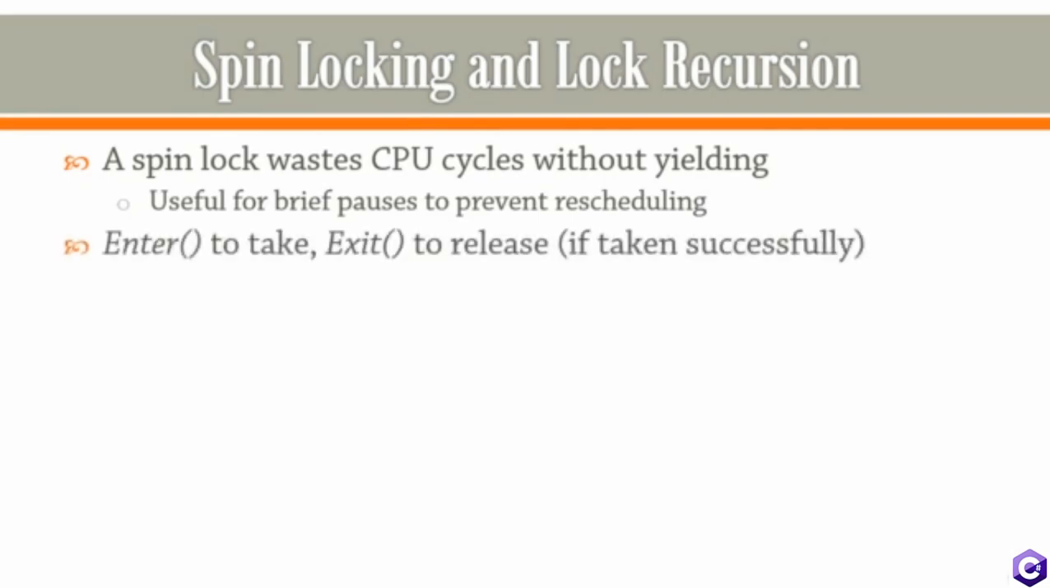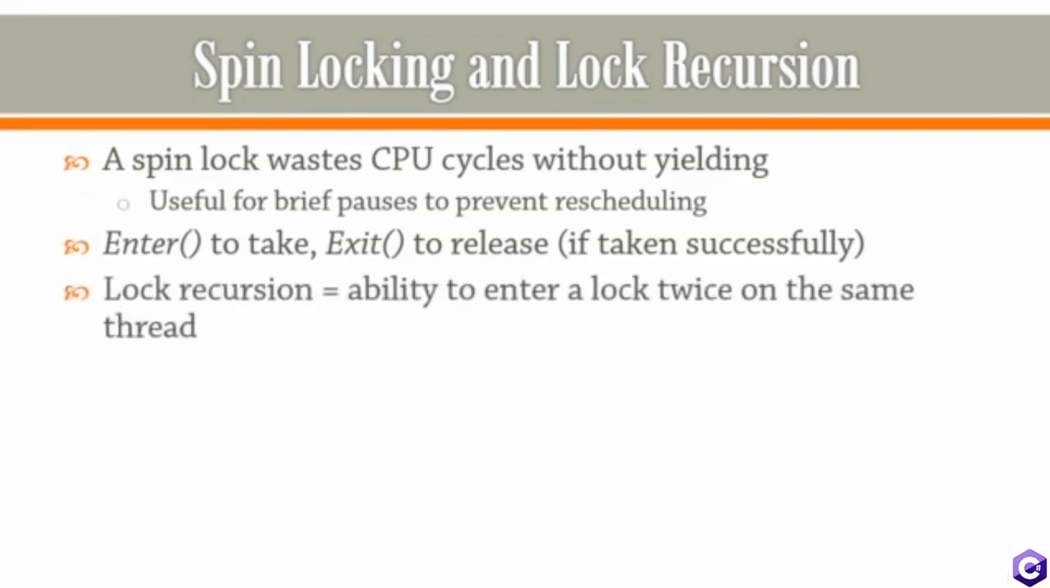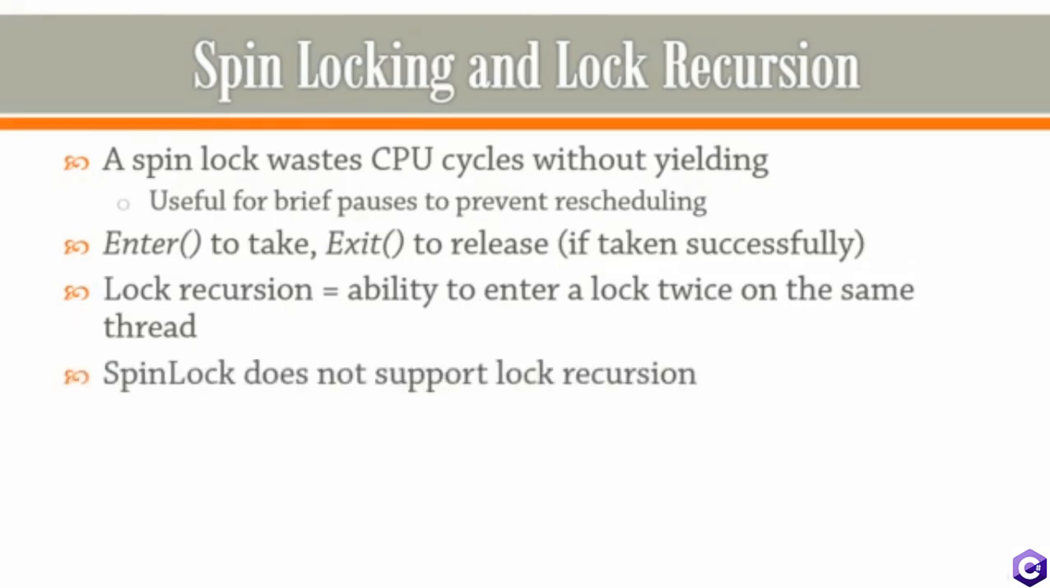Now you use Enter to take the lock and then Exit to release it if it was taken successfully. Once again, remember that we checked whether the lock was in fact acquired. The lock recursion paradigm that we looked at is basically the ability to enter the same lock twice on the same thread. So if you call Enter twice on a spin lock, for example, you would get an exception because SpinLock does not support lock recursion, but other constructs do.